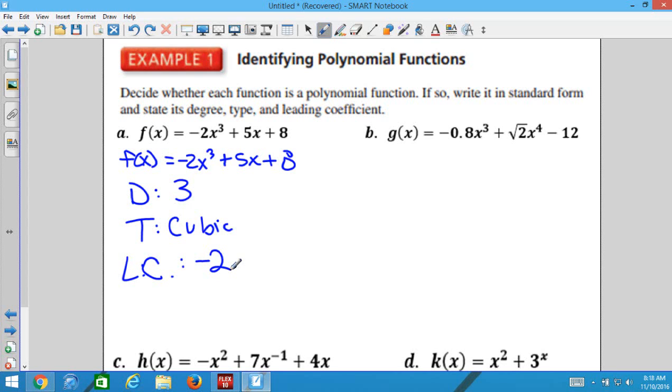All right, next one. Is it a polynomial? The answer is yes. It's not in standard form yet, so we look through in which term has the highest exponents. Square root of 2, x to the 4th. And then the next highest exponents, or the descending powers from there, would be minus 0.8 x to the 3rd minus 12. So that would be in descending powers of the exponents.